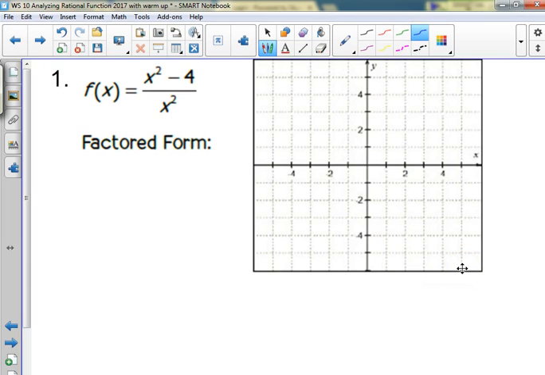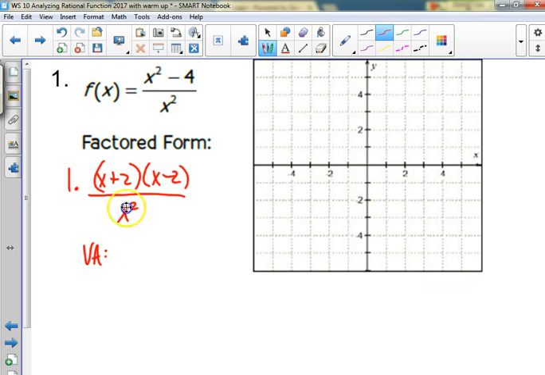What's the factored form of number 1, guys? Yes, do not kill any kittens. Do not cancel anything. Okay, if you wanted to write the denominator as factors because it made you feel better, you could have x plus 0, x minus 0 or something. But there is a vertical asymptote. What will make the denominator 0? Okay.